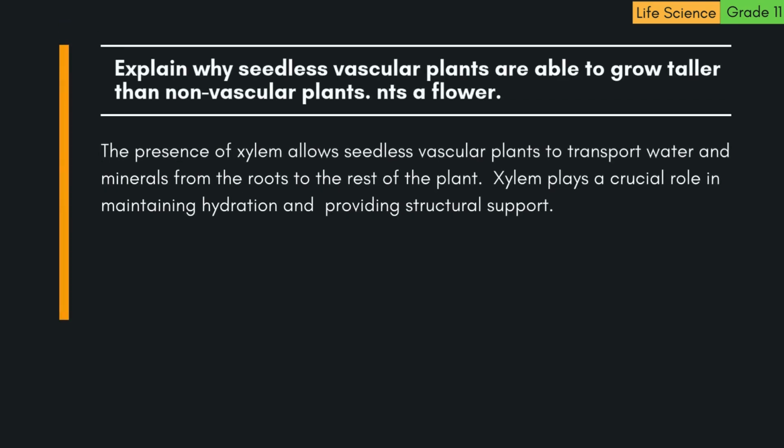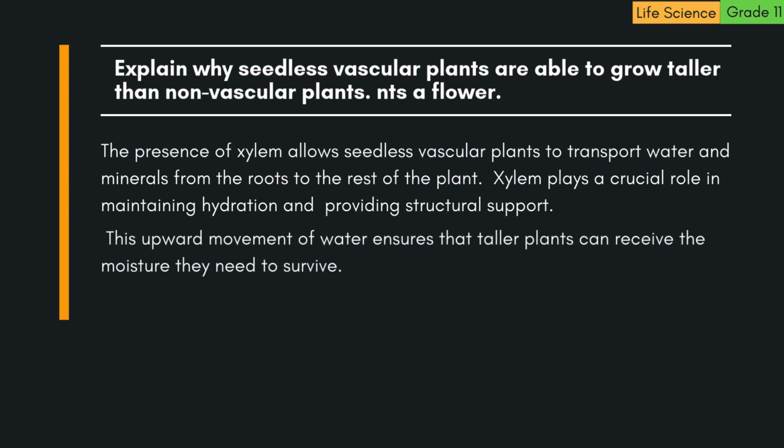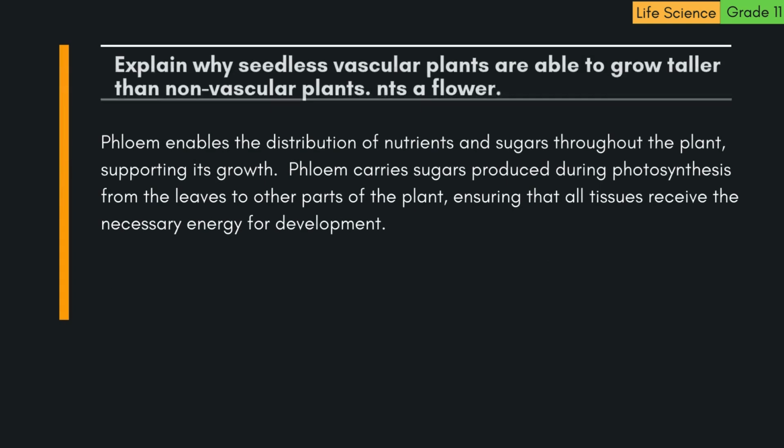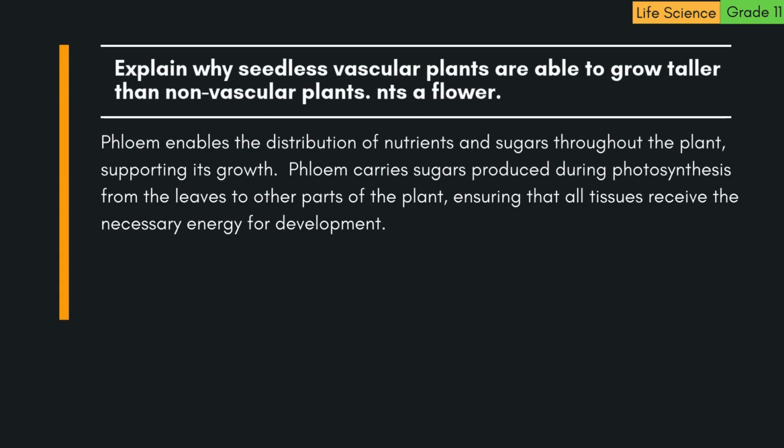2. The presence of xylem allows seedless vascular plants to transport water and minerals from the roots to the rest of the plant. Xylem plays a crucial role in maintaining hydration and providing structural support. This upward movement of water ensures that taller plants can receive the moisture they need to survive. In contrast, non-vascular plants rely on simple diffusion, which limits their ability to transport water over long distances, restricting their height. 3. Phloem enables the distribution of nutrients and sugars throughout the plant, supporting its growth.